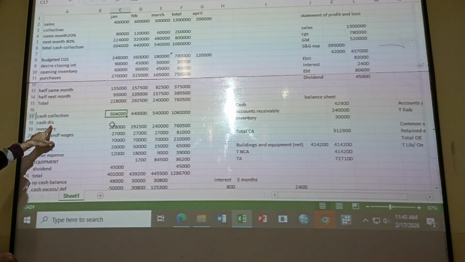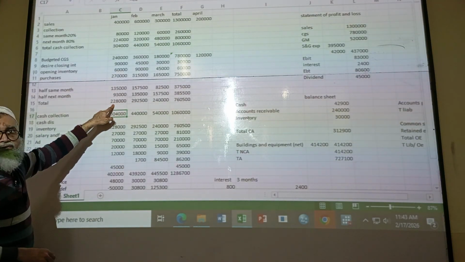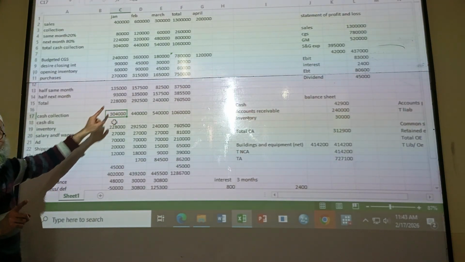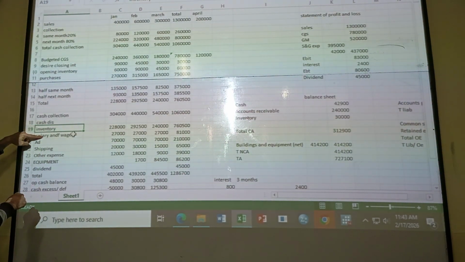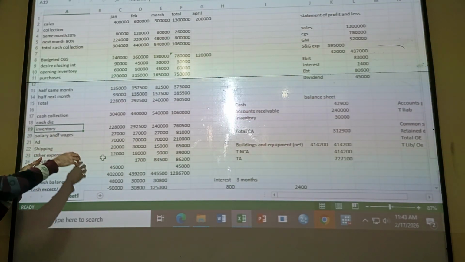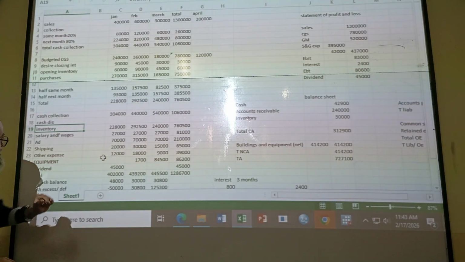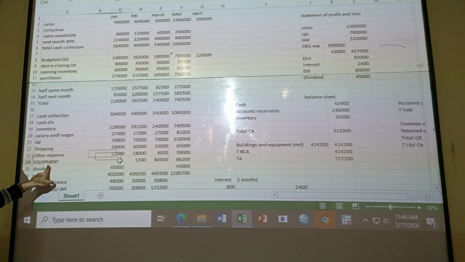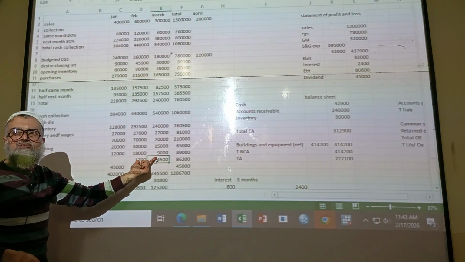Cash disbursements. Now, for cash disbursements, first of all, you have this figure. This is for purchases. But you had other figures, and those figures were inventory, salary and wages, advertising, shipping, other expenses. Now, all of these expenses are given in the question. Some are a percentage of sales. So you will need to write it in the formula over here. Apart from that, the question says you bought some equipment in 2 months. So you need to write it over here, the equipment which you bought.